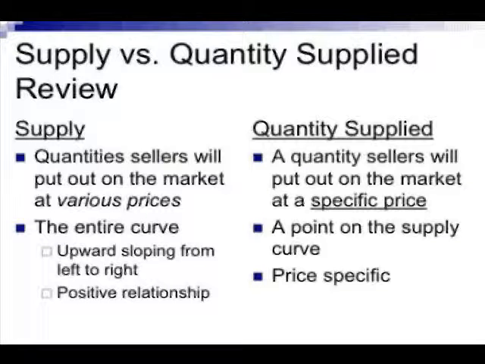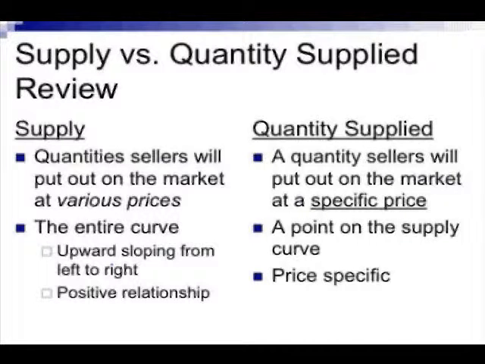Quantity sellers will put out on the market at various prices. That's what supply is. It's the entire curve. It's upward sloping from left to right because of that positive relationship between price and quantity. In contrast, quantity supplied is price specific. It is a quantity sellers will put out at the market at a specific price. It's a point on the supply curve. It's not the whole curve.